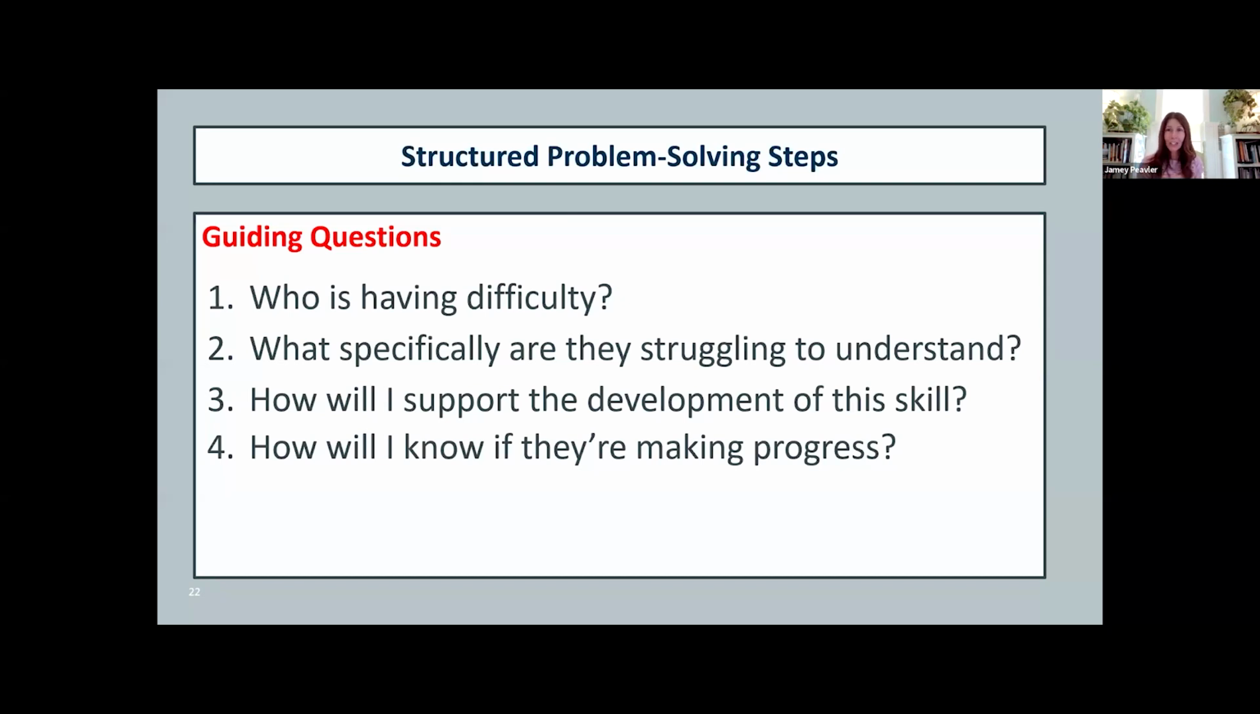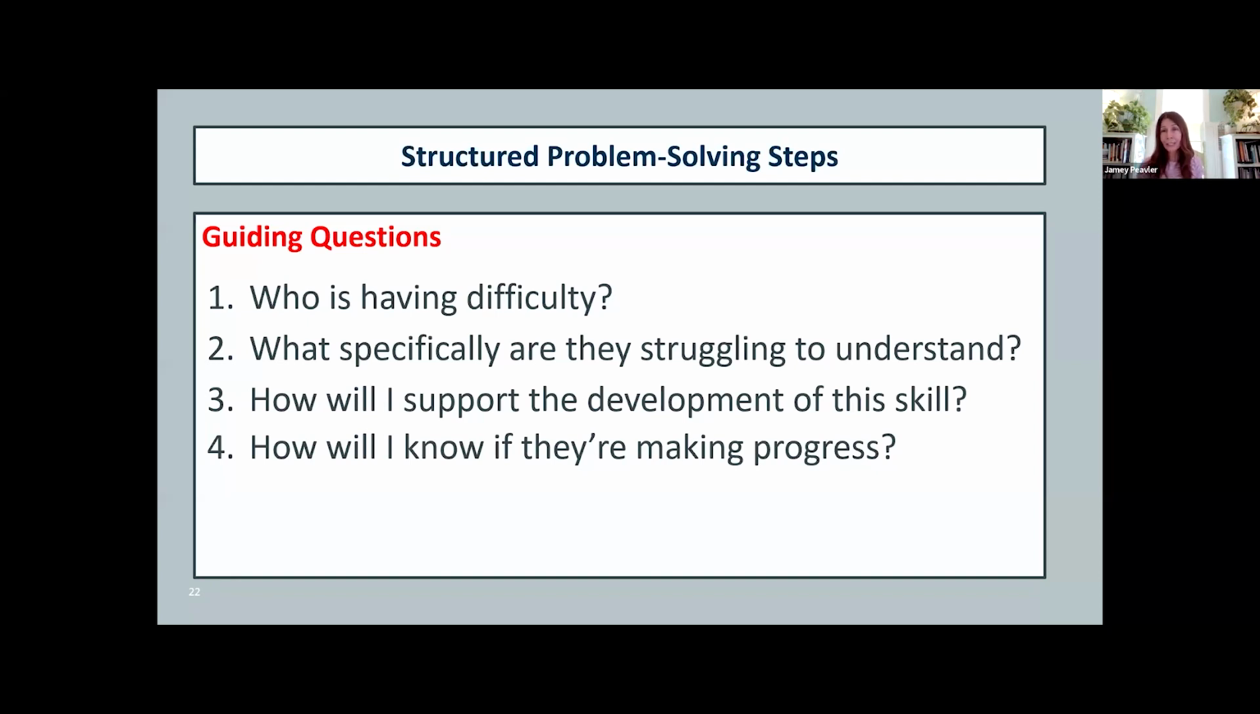So then the next question is, now that I found that child or those group of students who are struggling, what specifically are they struggling with? And that often involves either additional informal assessments, or it involves even using some of our observational data from work that they're doing in class. It doesn't always have to be a formal assessment.